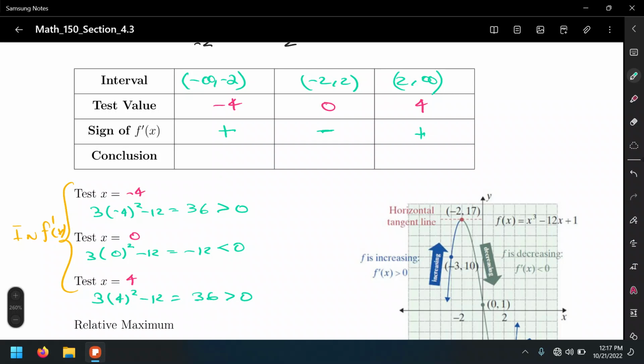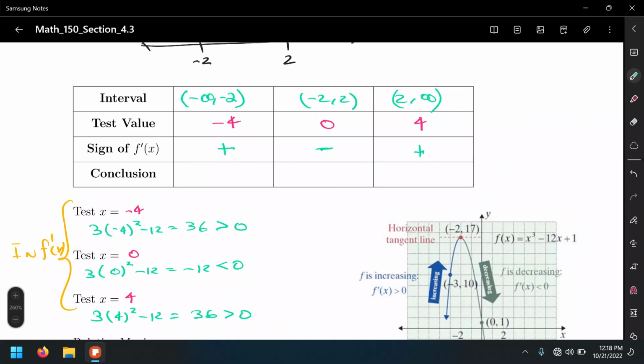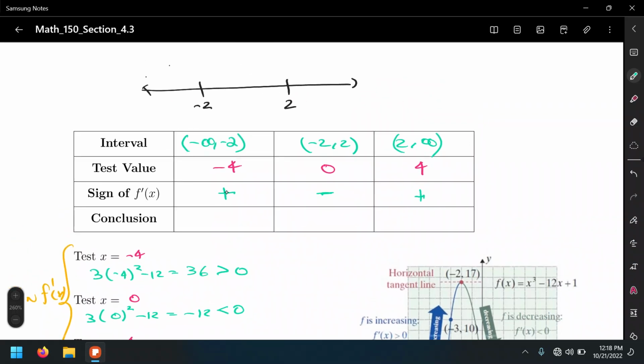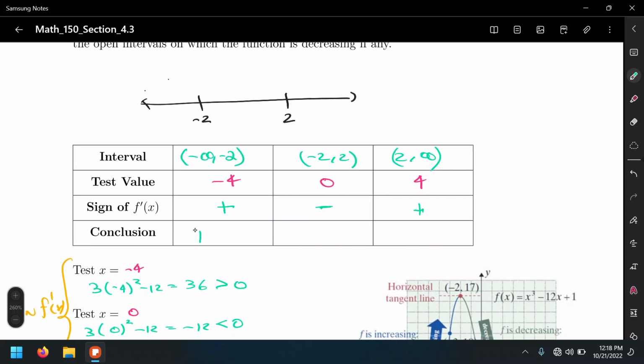All right. So we are going to draw conclusions based on the sign of the derivative using the test value. Well, in this case, since the sign of f prime, that is the sign of the derivative, is positive, that means the function is increasing.